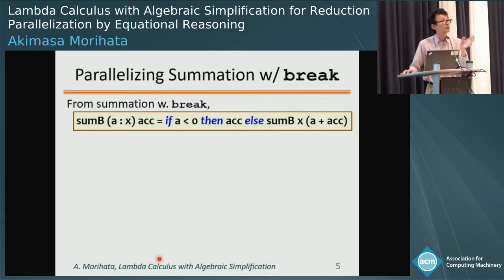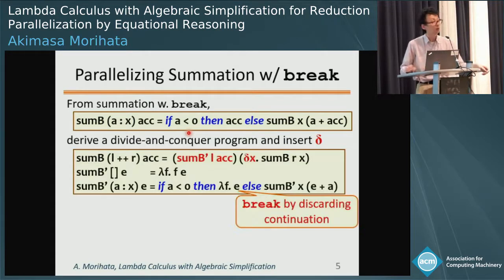This approach can be used for dealing with more complex cases. For example, consider this special summation that breaks if it encounters negative values. You can see this function is more difficult to parallelize because it depends on the order of elements. But actually, in our framework, we can do the same thing. So let us derive the divide and conquer implementation for that.